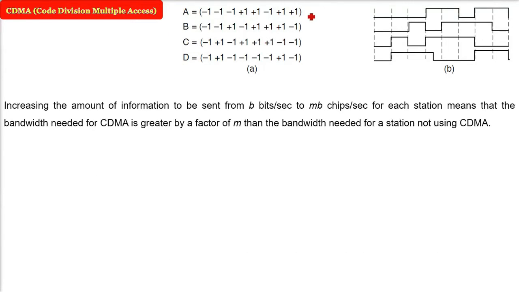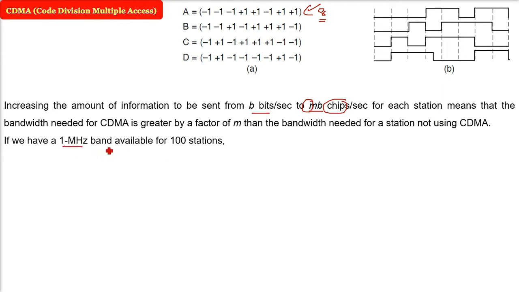Here we have 4 stations and an 8-bit chip sequence has been given. And you know this chip sequence has come from Walsh code. Now, increasing the amount to be sent from, say, B bits per second to M times, that is, M times B chips per second for each station, that A, B, C, D we are signifying for each station, means that the bandwidth needed for CDMA is greater by a factor of M than the bandwidth for stations not using CDMA.